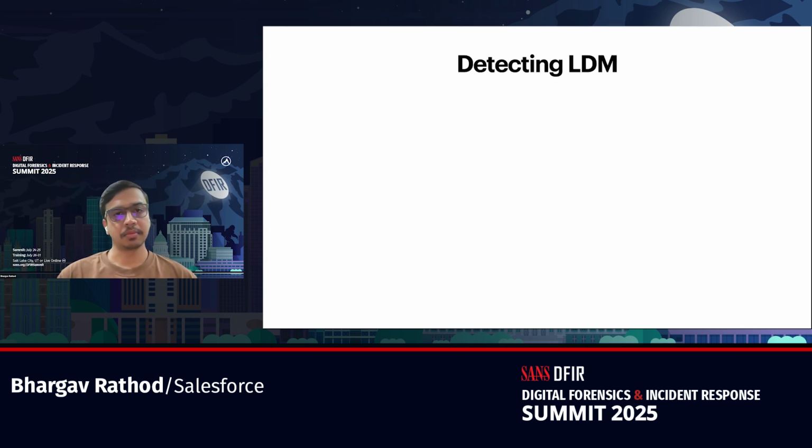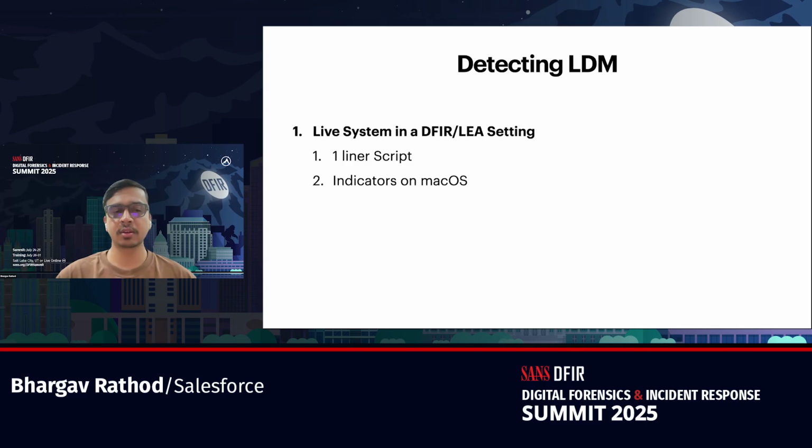So my task was actually to detect it. We can detect it in two different scenarios. One is on the live system, which is quite helpful if you are working in a DFIR or law enforcement setting, wherein we can run just a one-liner script, and there are some indicators on macOS where you can navigate to it and easily know that yes, lockdown mode was enabled. Then you can take a look at the artifacts and logs if you have a forensic image of macOS.